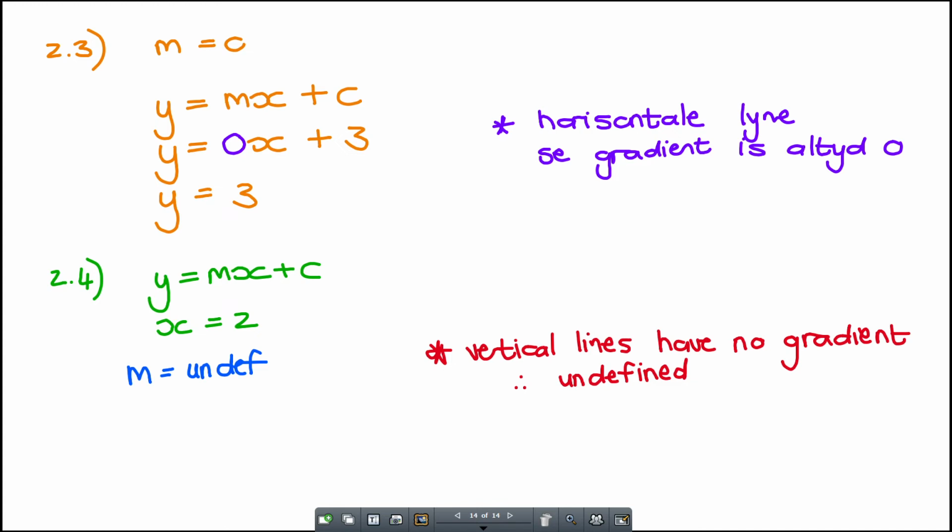Now, when we need to do that, we need two things. We need the gradient and we need the y-intercept. Okay, kan ek maar gou hierso skuif? Bepaal die vergelyking van die reguitlyn.